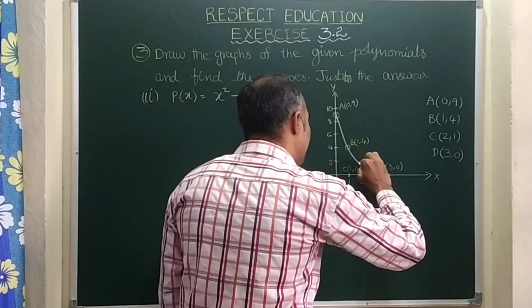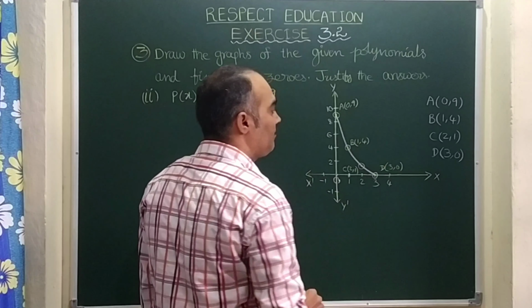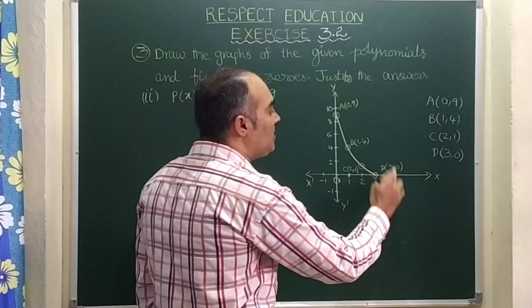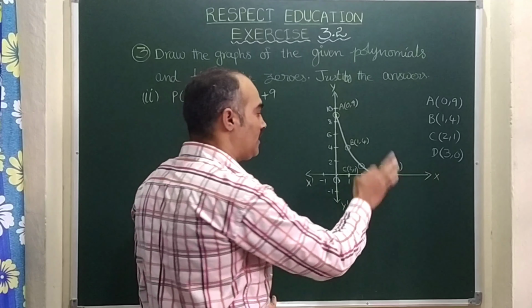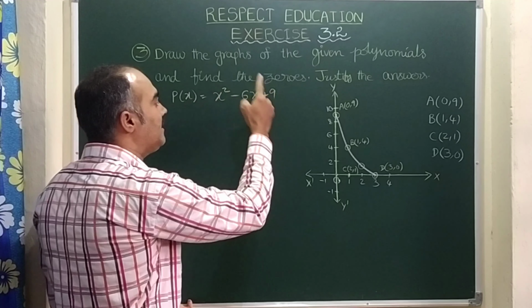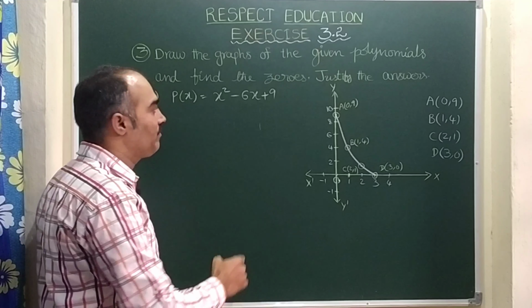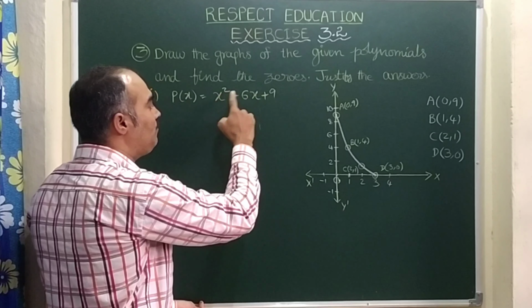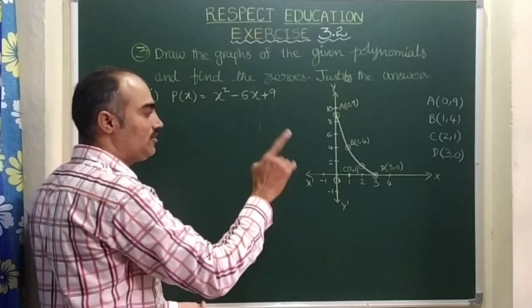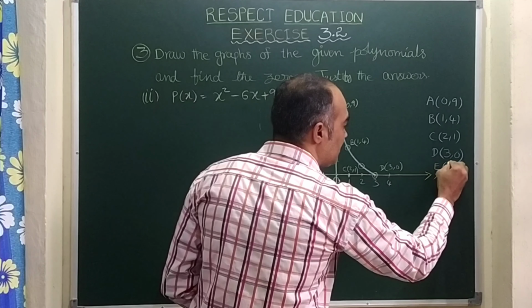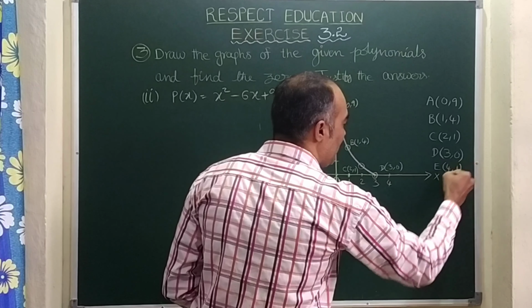See here it is like this. You just imagine, what if we take 4? Actually we did not take it, what if? Let us see here. 4 square is 16. 16 plus 9 is 25. Minus 6 into 4 is 24. 25 minus 24 is 1. So if I take 4, then definitely I will get 1.